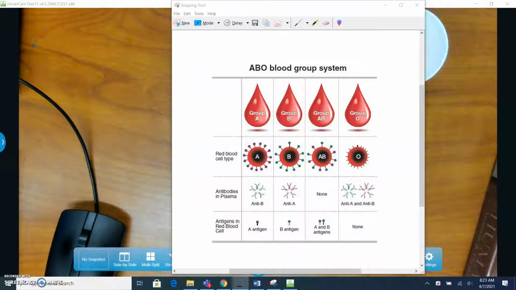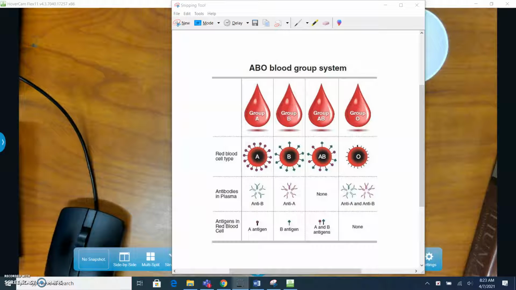What we also need to notice is that blood type A has anti-B antibodies, or B antibodies, which means that if the B antibodies get mixed in with blood with the B antigens, they will lock up and cause blood to agglutinate, or clump. Similarly, blood type B has A antibodies. So if we mix that into the blood type A with the A antigens, the A antibodies will clump up with the A antigens. We'll get agglutination going on.